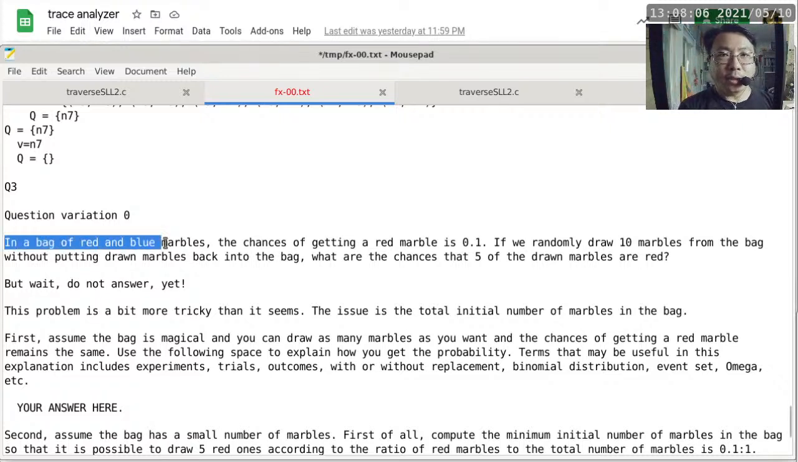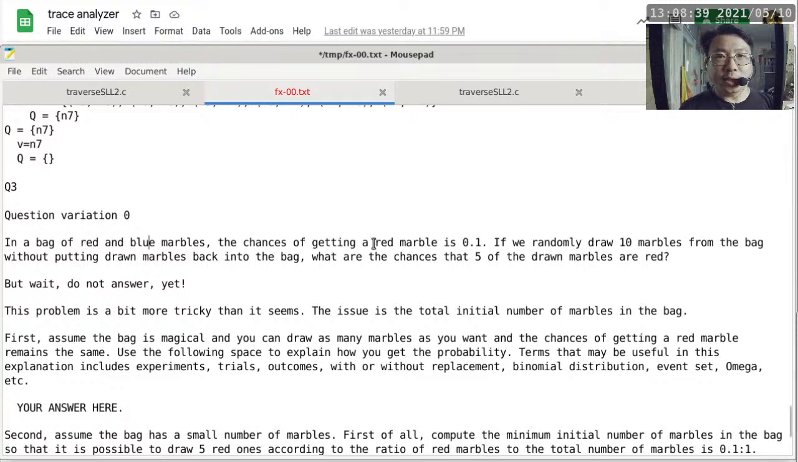So, in a bag of red and blue marbles. Now, when we only have 2 types of marbles, that should remind you of something already, right? Instead of 5 presidents or 6 non-presidents, we only have 2 things. So a marble, you can call it red and blue. You can also just call it red and not red. That's a pretty important clue.